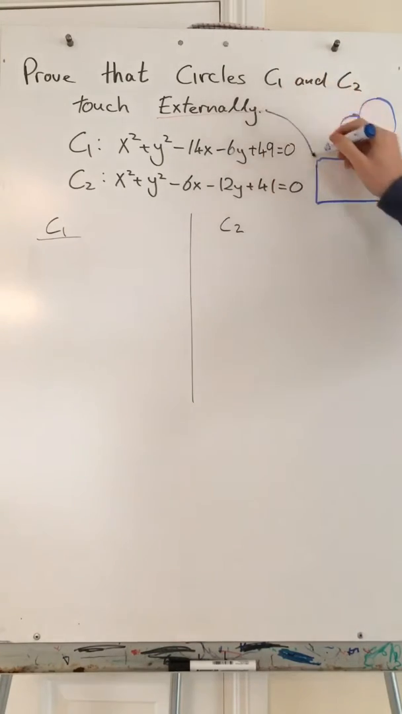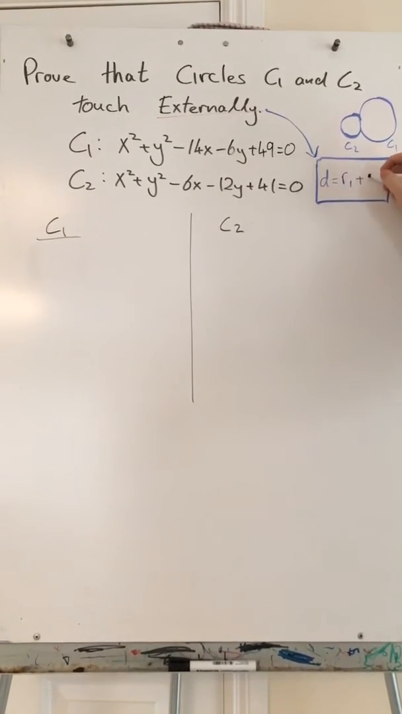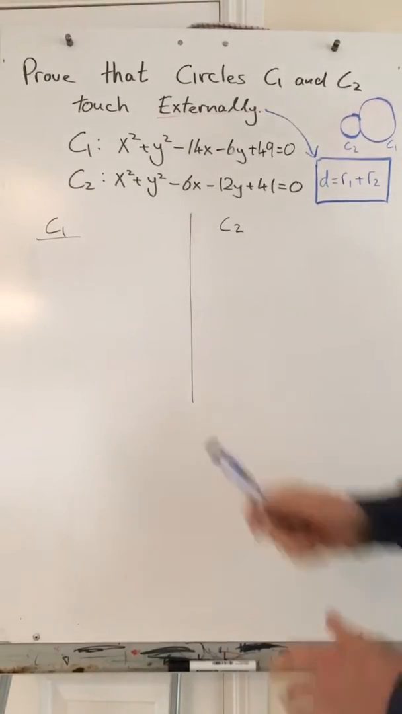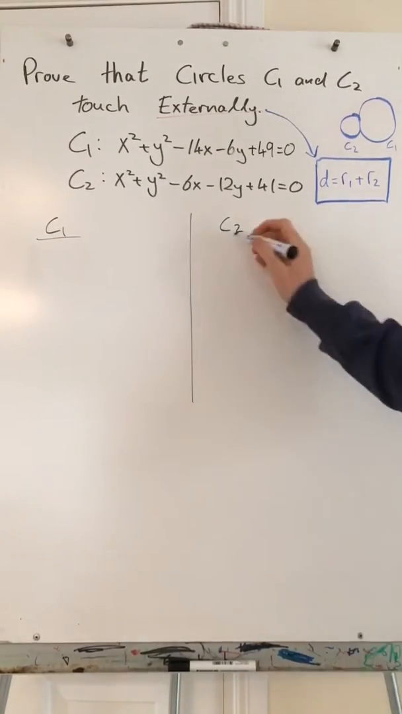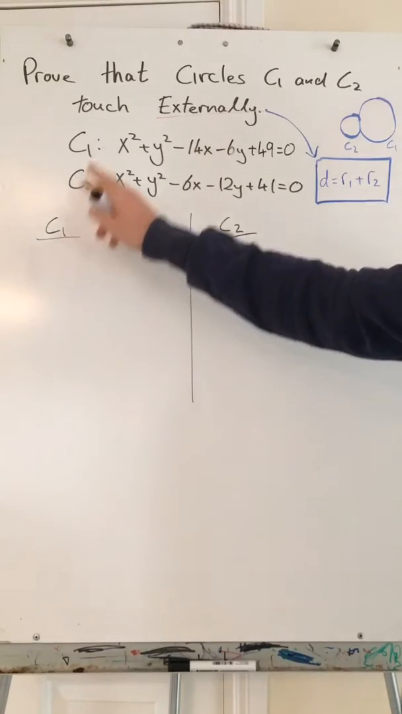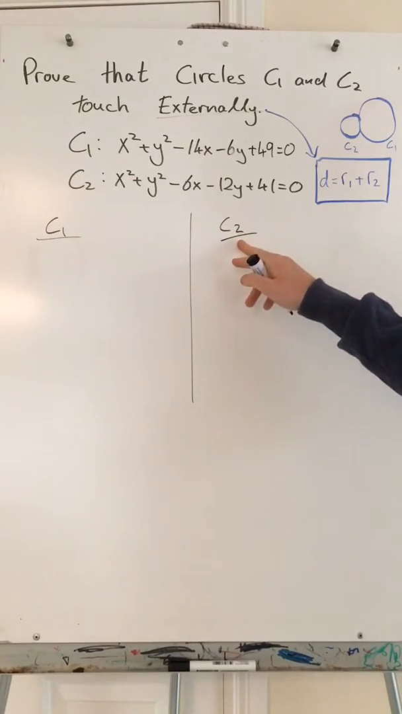For touching externally, the rule is that the distance between the two centers needs to be equal to the first radius plus the second radius. That is the rule that we just talked about. So let's do this question now. As you can see, I've split the board up into two. We'll deal with circle 1 and then we'll deal with circle 2.